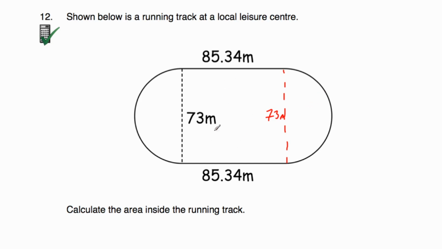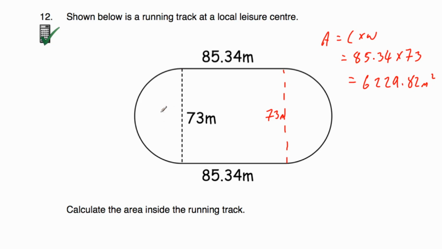So let's start by finding the area of the rectangle to begin with. So that's going to be the length multiplied by the width. So the area of the rectangle would be the length multiplied by the width. So that would be 85.34 multiplied by 73 is equal to 6,229.82 meters squared. So that means the area of this section would be 6,229.82 meters squared.